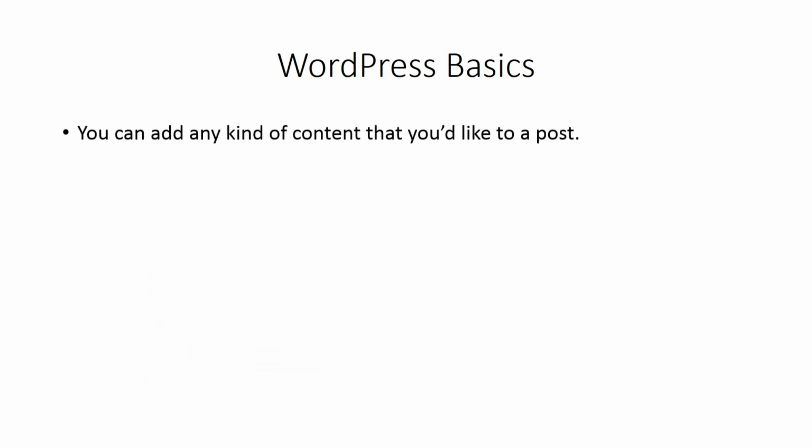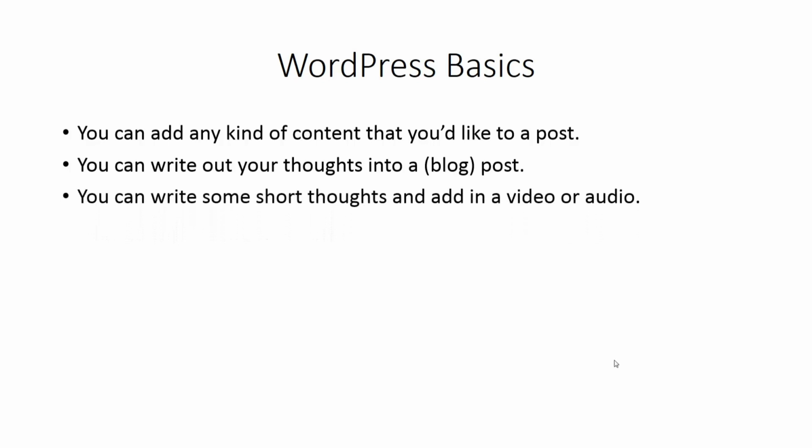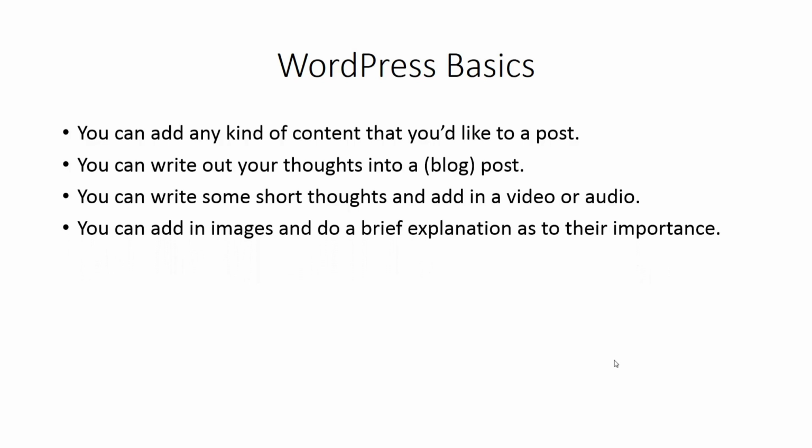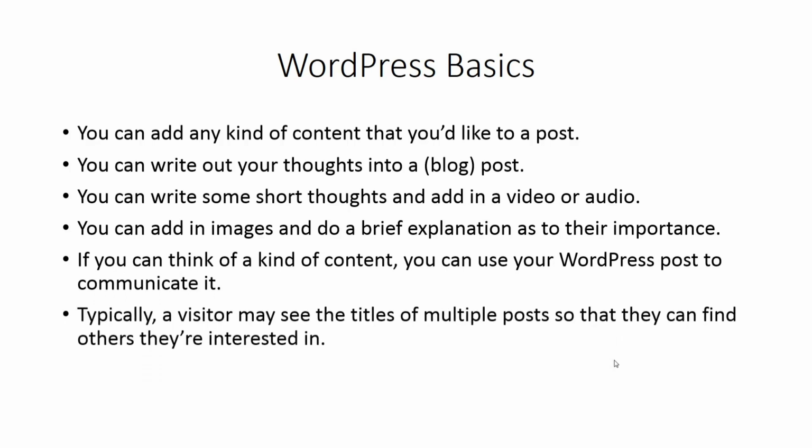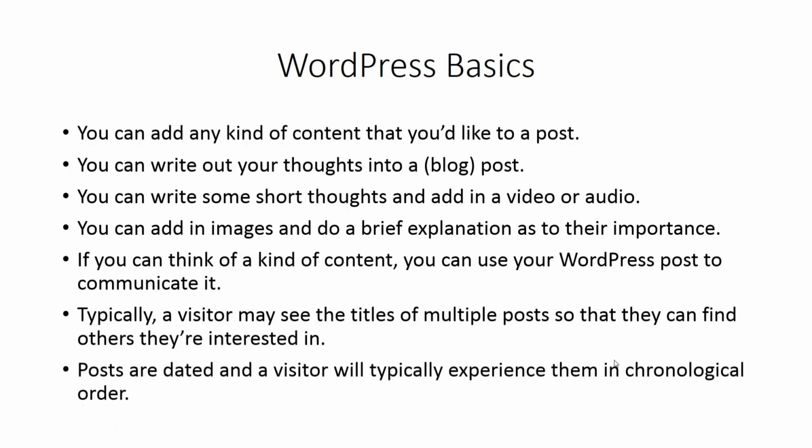Now, you can add any kind of content that you like to a post. You can write out your thoughts into a blog post. You can write out some short thoughts and add in an audio or video. You can add in images and do a brief explanation as to their importance. If you can think of a kind of content, you can use your WordPress post to communicate it. Typically, a visitor will see the titles of multiple posts so that they can find other content that they're interested in. The posts are dated, and a visitor will typically experience them in chronological order.